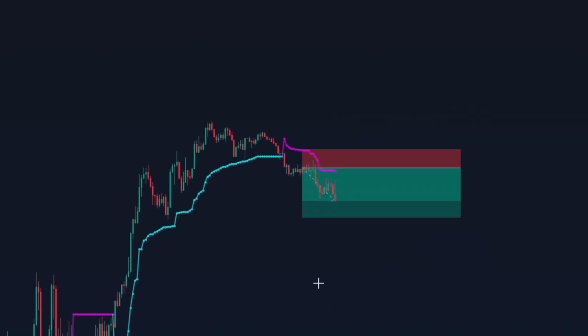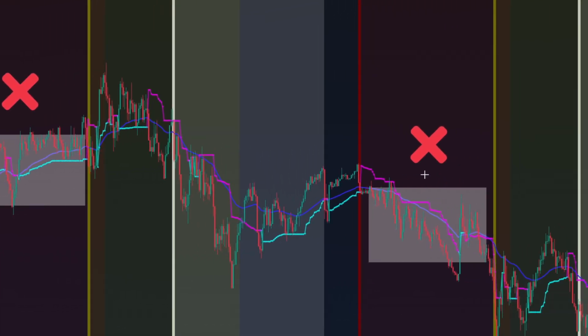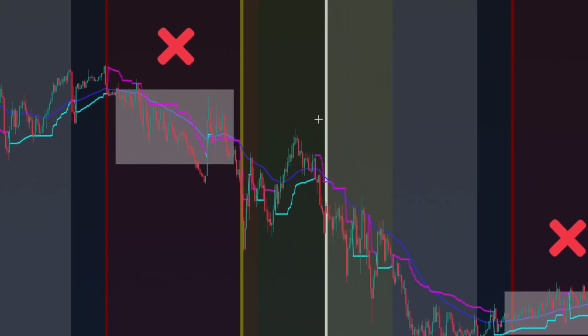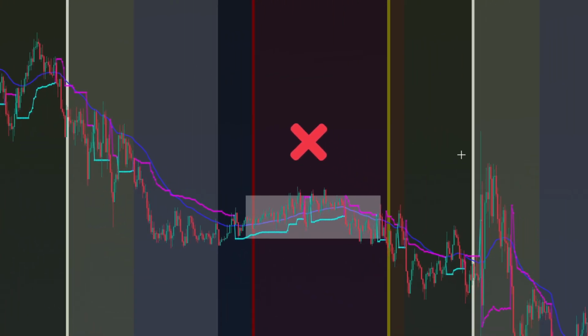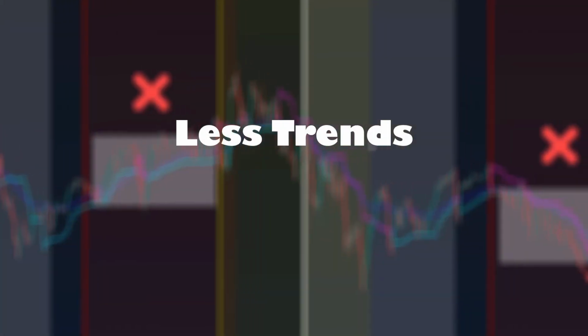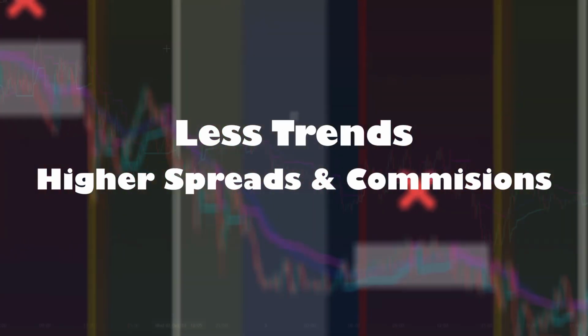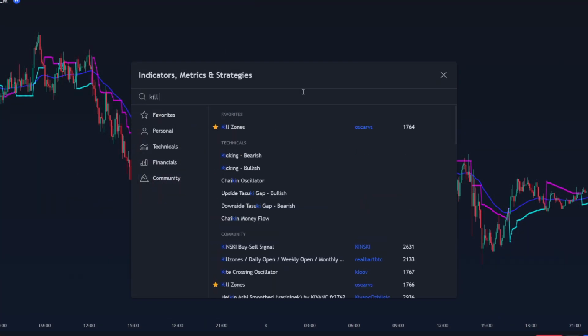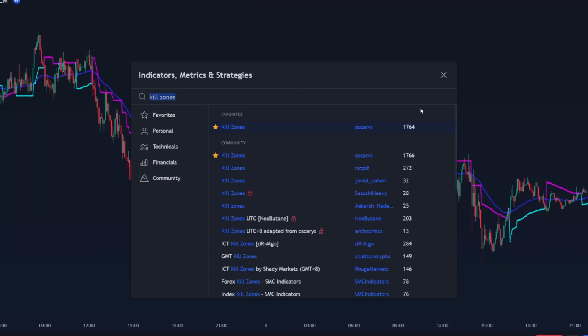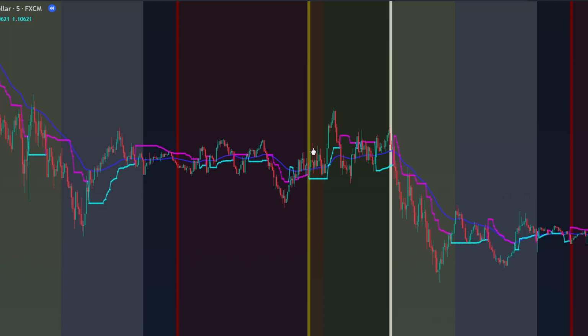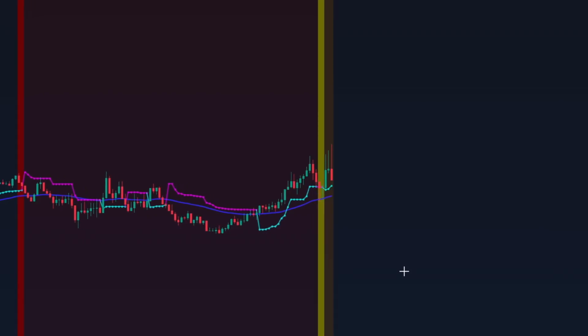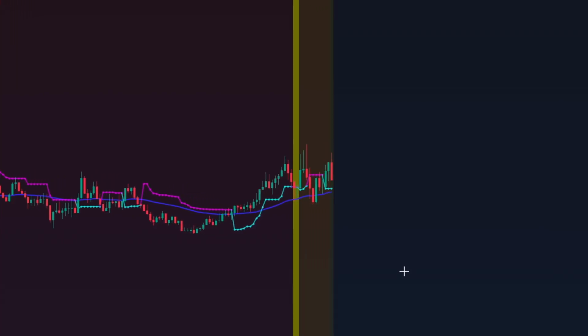Also, another important improvement is that we will not be trading during the Asian session because market volatility is much lower during that time, resulting in less trending prices and higher spreads and commissions. For simplicity, I'll add a third indicator for that called Kill Zones by Oscarves. In this indicator, the red color signifies the Asian session, so we will know when to avoid taking trades. With everything in place, we're ready to move on to the rules of this strategy.